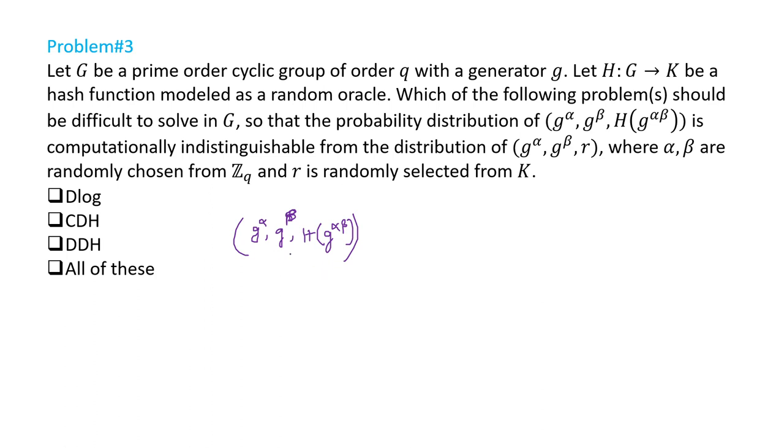Distribution means basically that maybe some polynomial number of samples either of this form or of this second form are available to some adversary, and the adversary will tell which kind of sample it is seeing, the first kind or the second kind of sample.